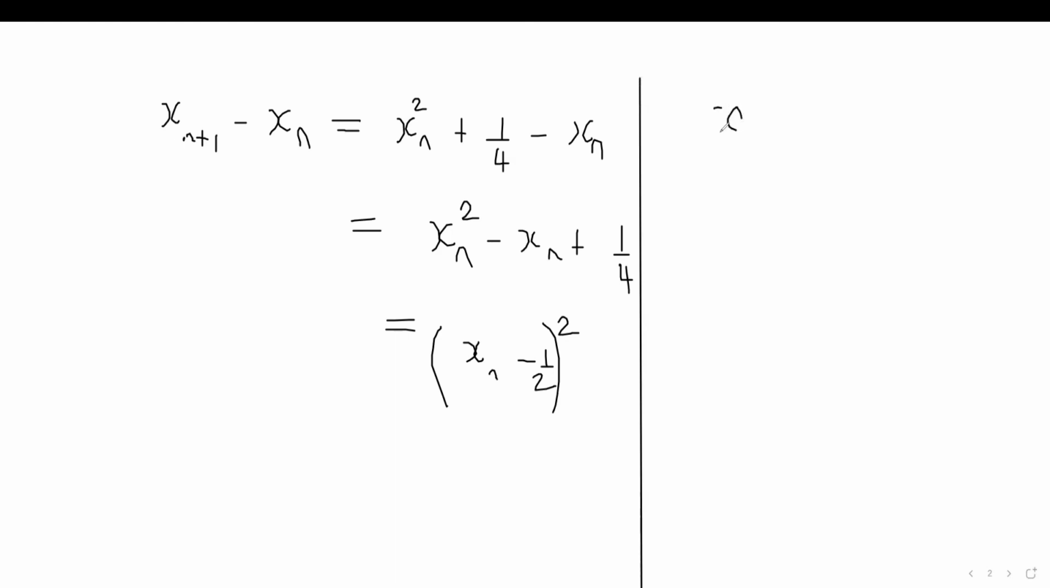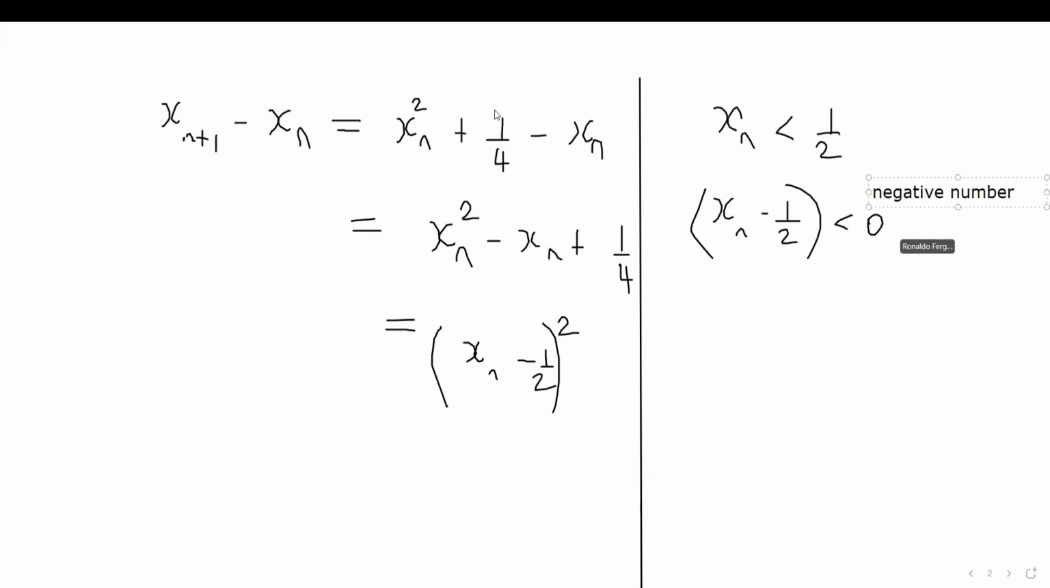Remember that x_n is what? x_n is less than a half, right? So if we subtract a half from both sides, we're going to get x_n minus a half is less than 0. Less than 0 means it's negative, meaning that we're getting a negative number. But when you square a negative number, what happens?